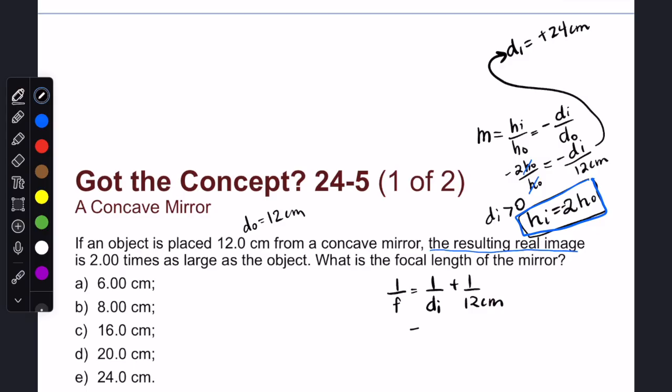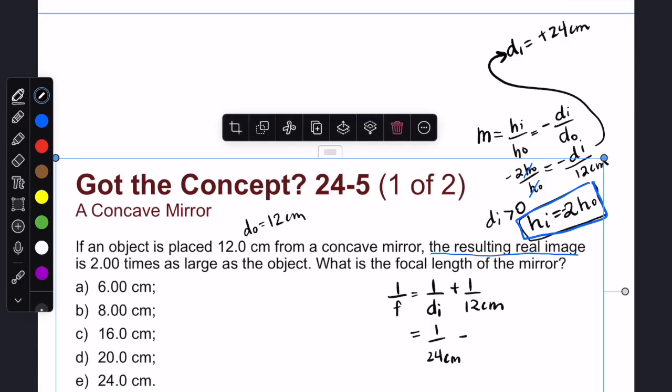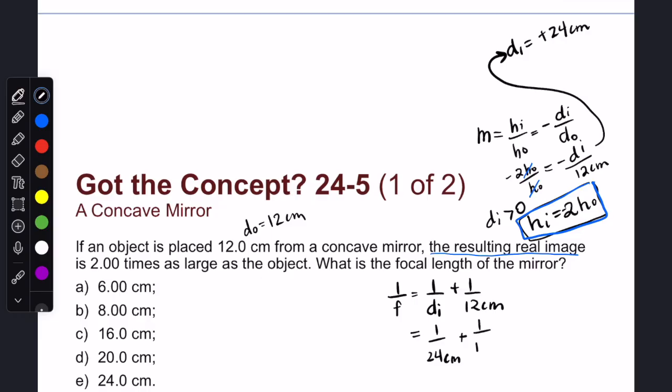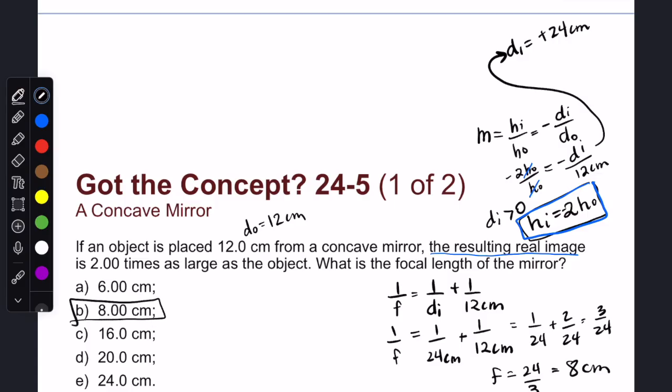So we can solve for 1 over f. So 1 over 24 plus 1 over 12, well, that is 1 over 24 plus 2 over 24, right? Which ends up being 3 over 24. And to solve for f, we need to invert that. So f would be 24 over 3, which would be 8 centimeters. Okay, so the correct answer is 8 centimeters.